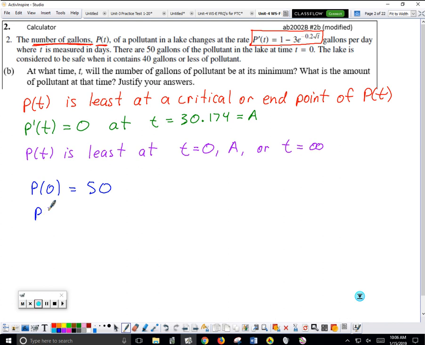P at time A is going to be, there are 50 gallons to start with. The integral of P prime will not tell me how many gallons, it'll tell me how much the gallons of pollution changes during that time. So when I integrate P prime from time 0 to time A, the value of the integral will be by what amount did P change during this time period. That's why I must combine it with the 50.